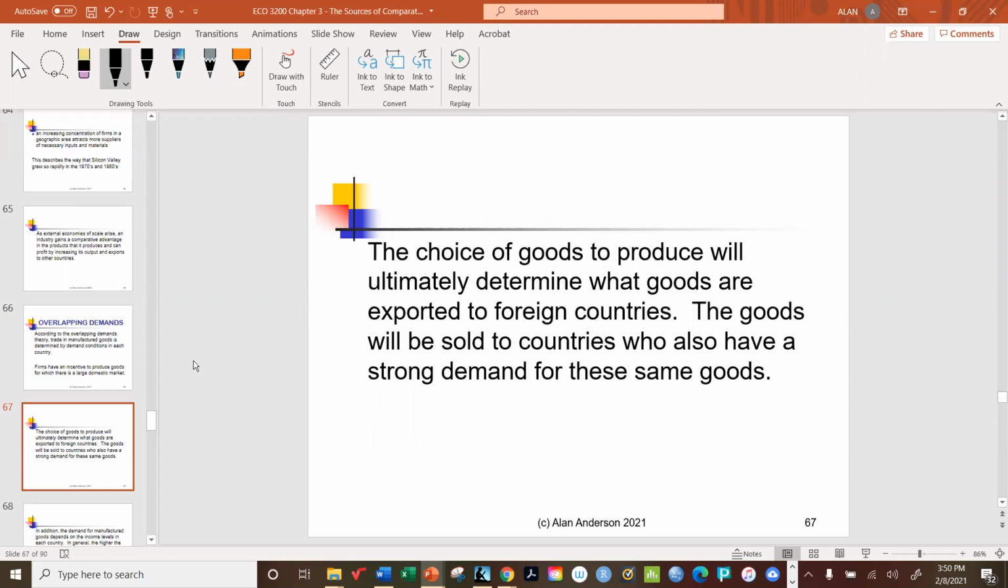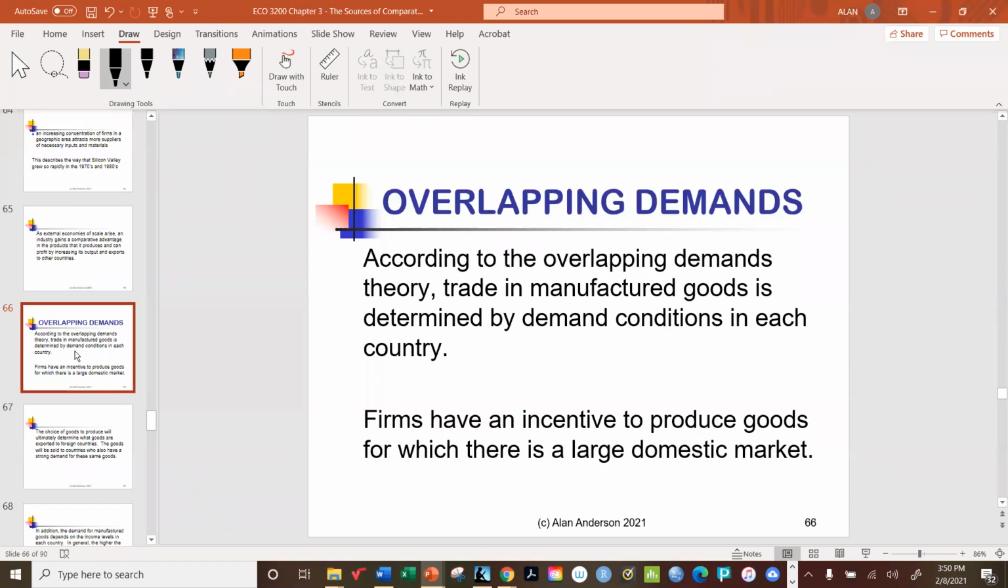Like, for example, how about McDonald's? Why does McDonald's make burgers and fries? They could make anything they wanted to. Why do they choose to focus on burgers and fries? What's going on there? Well, because we want burgers and fries.